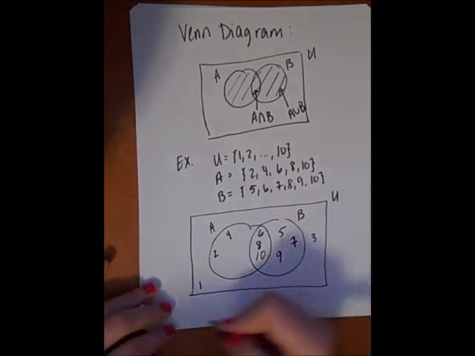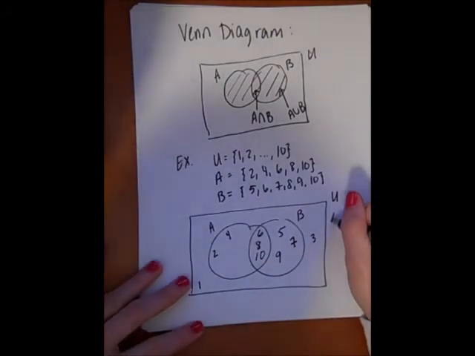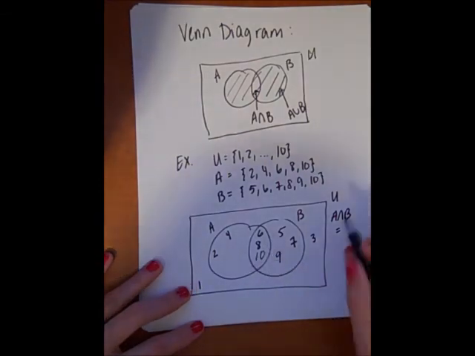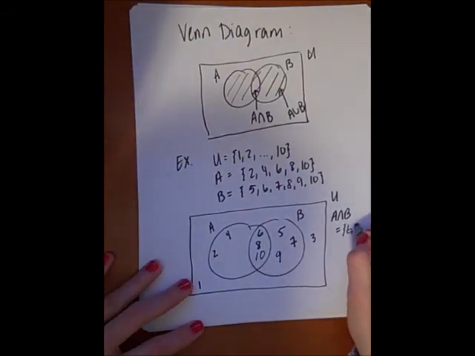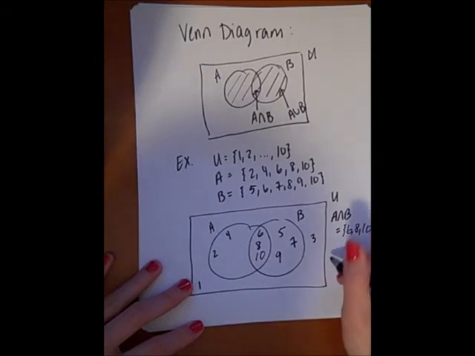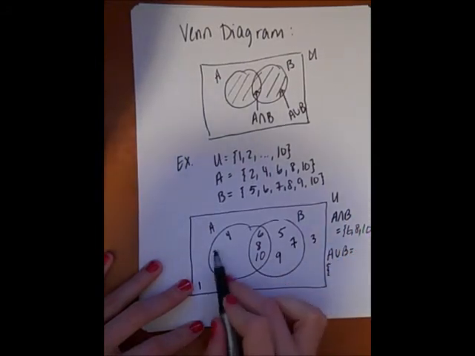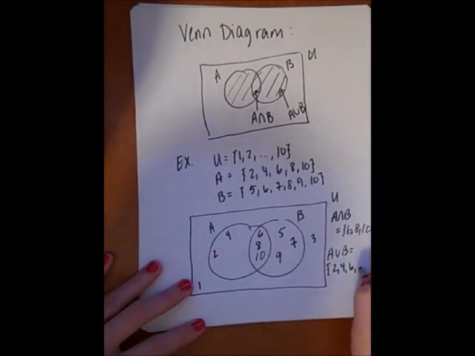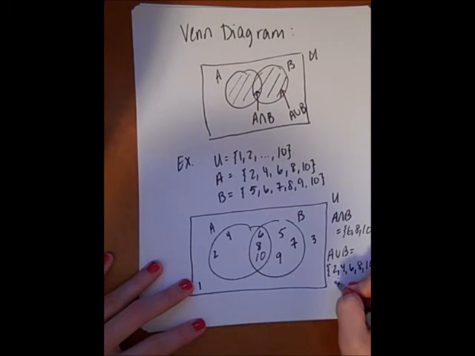Now from this, we can read off fairly quickly. What is A intersect B? That would be this overlap here. So that's 6, 8, and 10. And then what is A union B? Well, that would be everything between the two. So 2, 4, 6, 8, 10, 5, 7, 9.